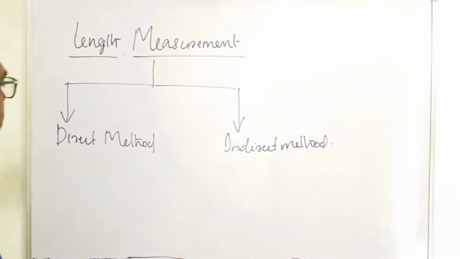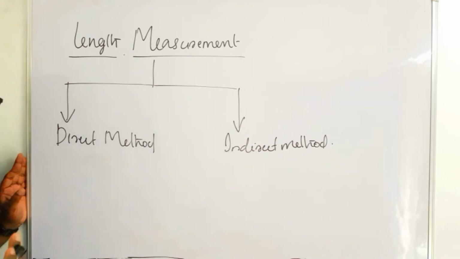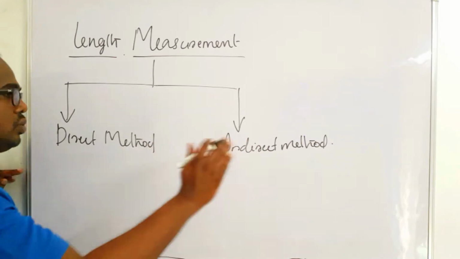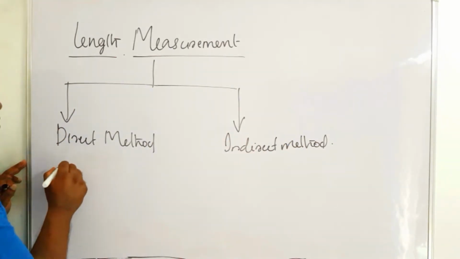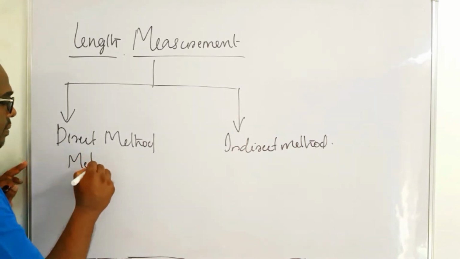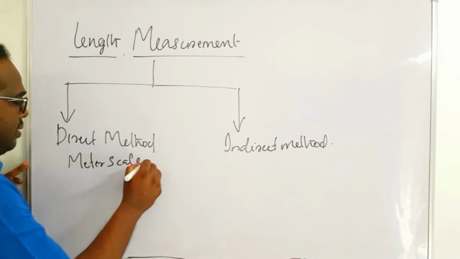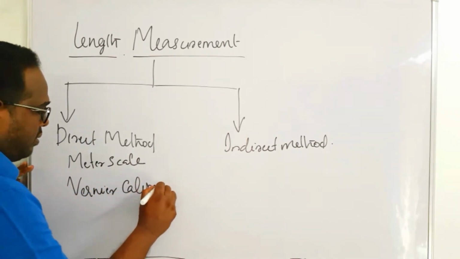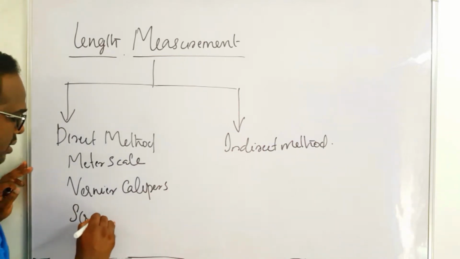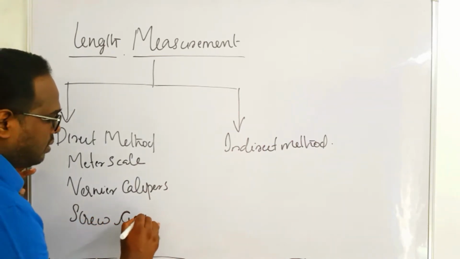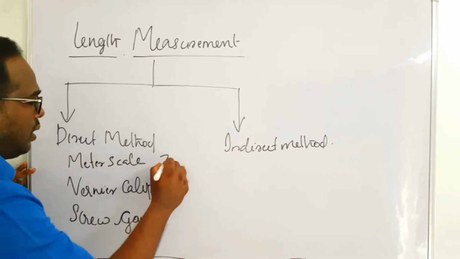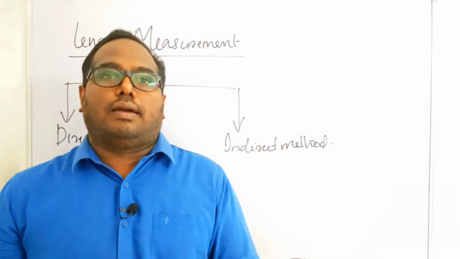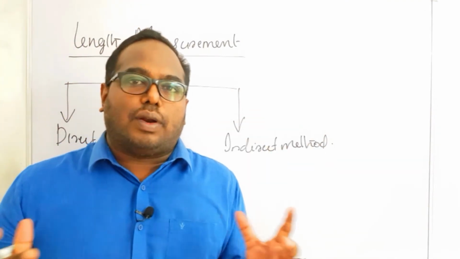Examples I will tell you. If you want to measure the length of this board, what will you do? You will take a meter scale and you will measure it, right? Directly you will measure it because these two points are within our reach. So we can use meter scale, vernier caliper, screw gauge. You can use these instruments to measure the length directly if those two points are within our range.